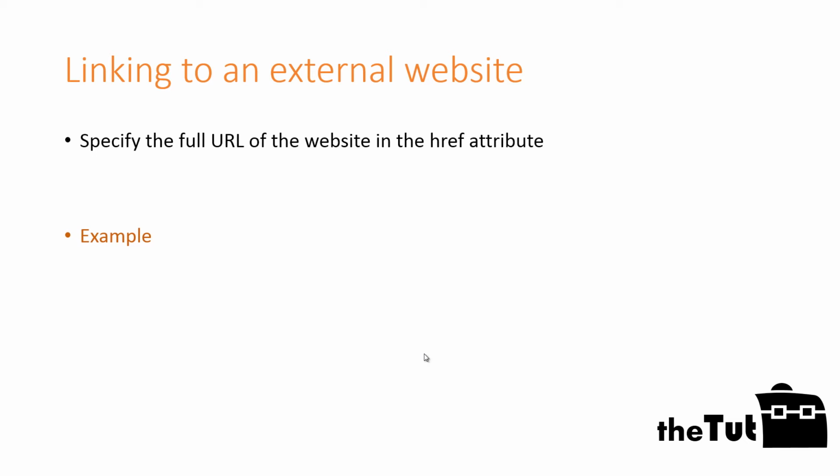Use an absolute URL for linking to any external page. An absolute URL specifies all parts of the URL. Here is an example to link to an external site.